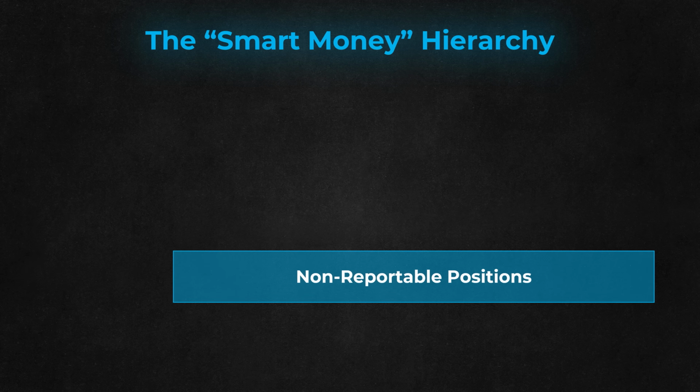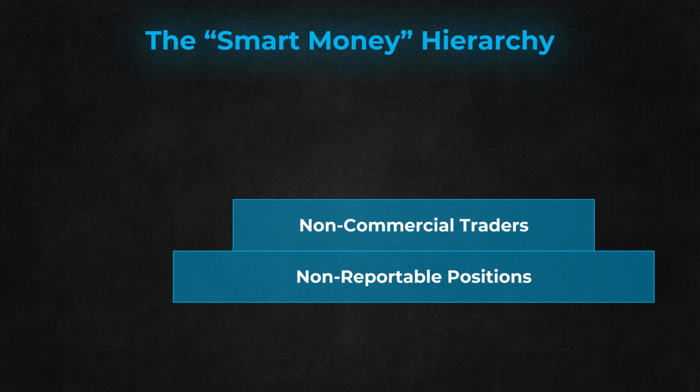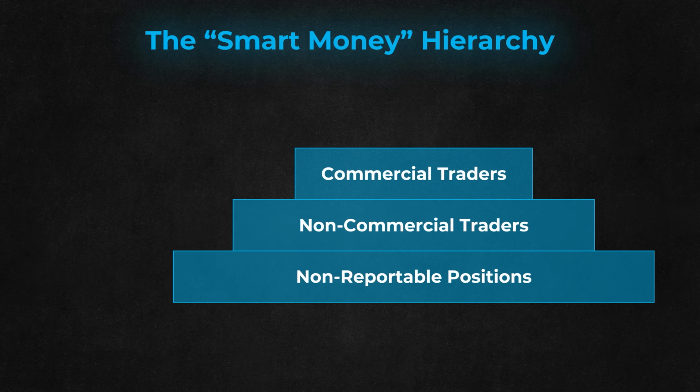Non-reportable positions. These are the market participants that aim to profit from price fluctuations, but with positions below the CFTC reporting threshold. This is where the retail traders and common investors fall into. Non-commercial traders. These are large market participants that aim to profit from price fluctuations. Big hedge funds, for example, fall under this classification. Commercial traders. These are usually large multinational companies that produce, consume, or deal with commodities, and they use the financial markets to hedge their operations, not to profit from price movements.